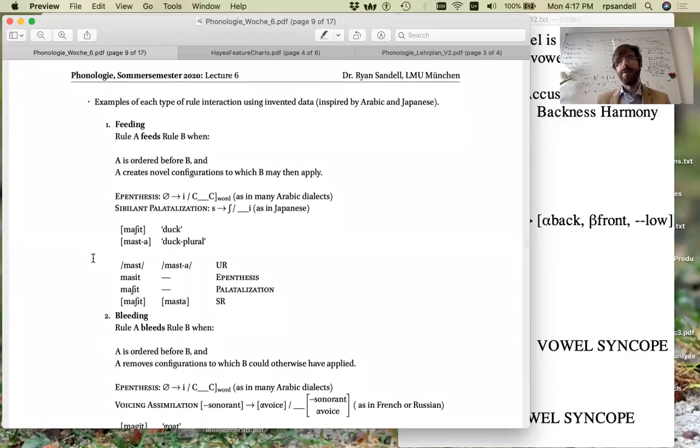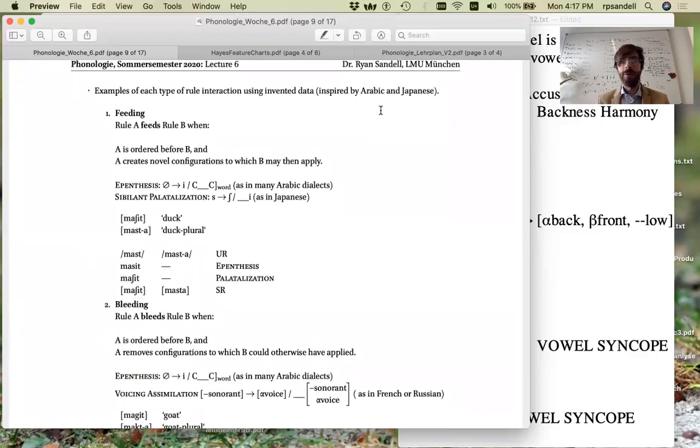So the invented data here is partly inspired by processes that are actually found in varieties of Arabic and in Japanese. We'll begin with feeding, which is usually the simplest to recognize. So again, we can say that rule A feeds rule B when rule A is ordered before rule B, and A creates new configurations, new conditions, or new sounds to which B is able to apply.